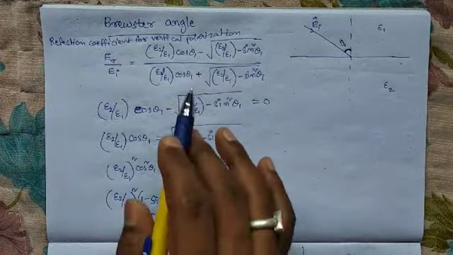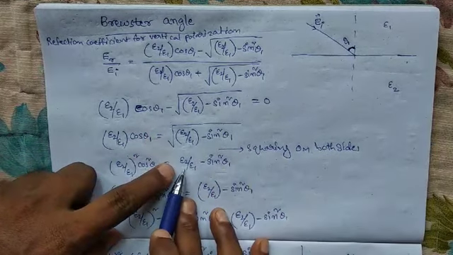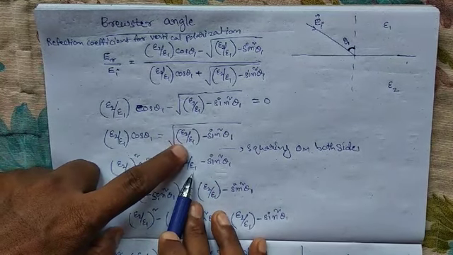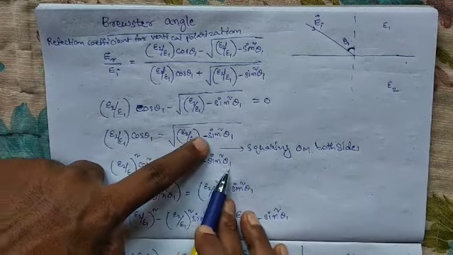Here we are taking this term to the right hand side: epsilon 2 by epsilon 1 cos theta 1 is equal to square root of epsilon 2 by epsilon 1 minus sin square theta 1. Now we are applying squaring on both sides. Epsilon 2 by epsilon 1 whole square cos square theta 1 is equal to, the square root gets cancelled, the remaining term is epsilon 2 by epsilon 1 minus sin square theta 1.